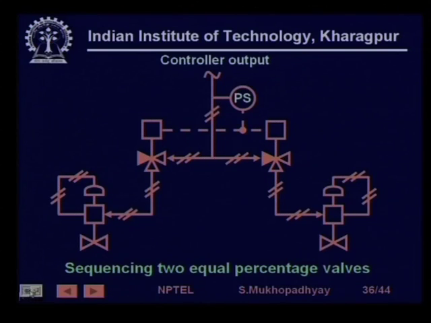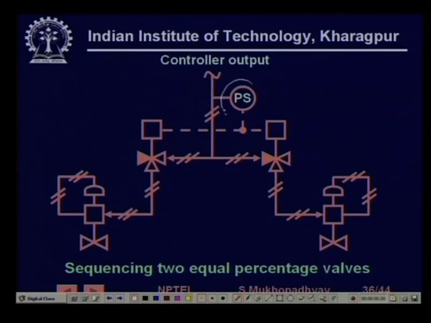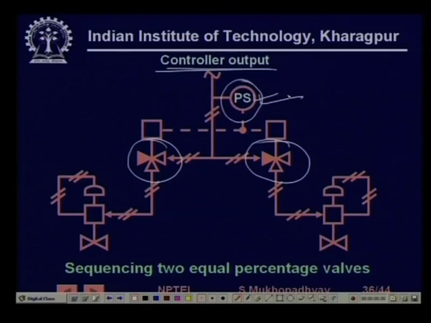Similarly, there is another valve sequencing scheme where you have a pressure sensor. This is the controller output which is going to the valve actuator. The switching, which is done by these three-way valves, is based on how much controller output is being exerted to these valves, and depending on that, one of the valves will be operating, either this one will be operating or this will be shut off or vented and the other will be operating.